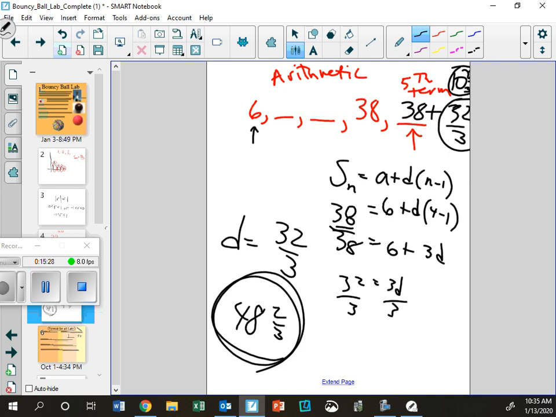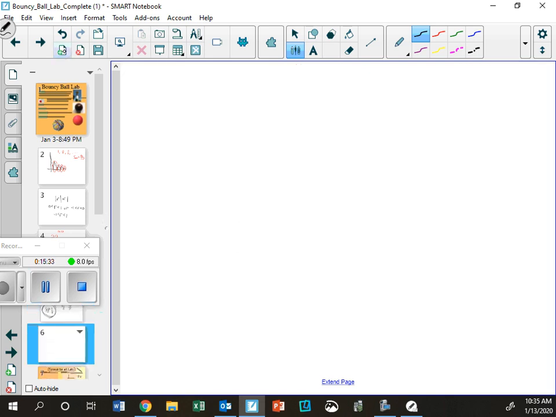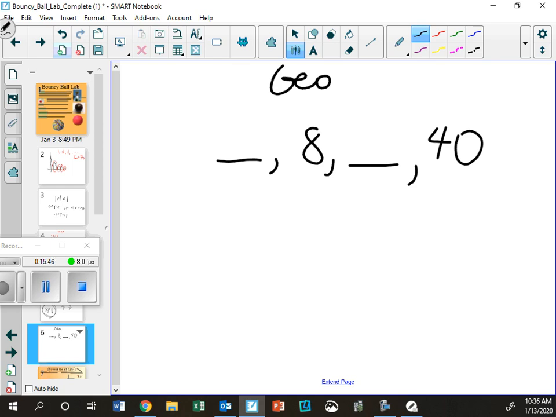Now I might give you one that's more difficult because it won't give you the first term. If this is geometric, and I've given you the second term and the fourth term, I need you to tell me what the next term will be. Again, the fifth term. But it's more tricky because I didn't tell you the first term.